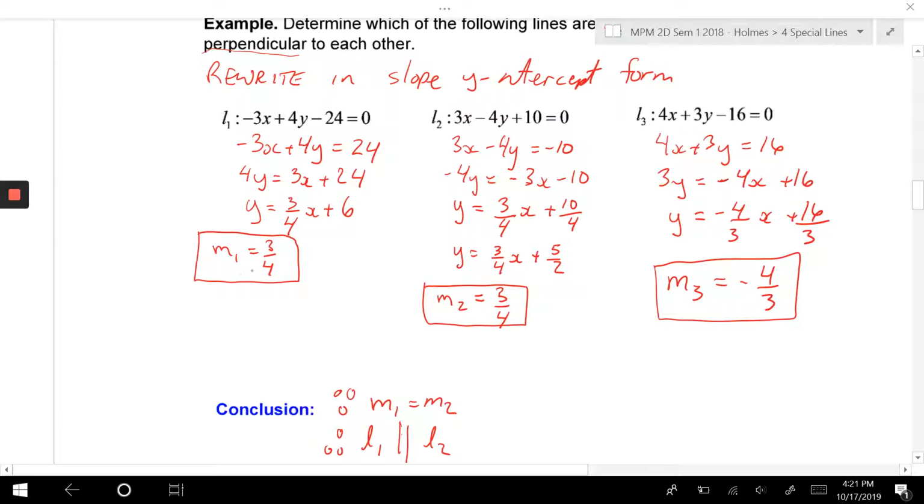And if I compare slope 1 and slope 3, we see that they're negative reciprocals. So I can say since m1 is equal to the negative reciprocal of m3, therefore line 1 is perpendicular to line 3. And comparing slopes 2 and 3, I can say since slope 2 is the negative reciprocal of slope 3, therefore line 2 must be perpendicular to line 3.